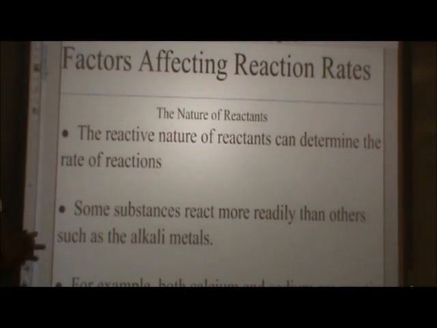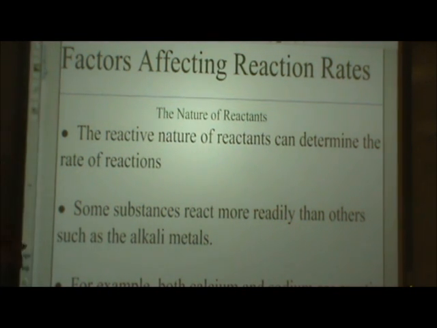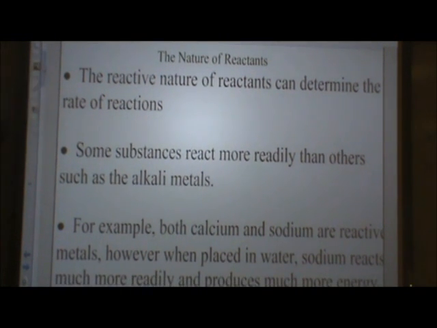Factors affecting reaction rate. There are a lot of things that can affect reaction rate, so I'm going to scroll through this and go through them all. Alright, first of all, the nature of the reactant. Basically, what you have reacting.